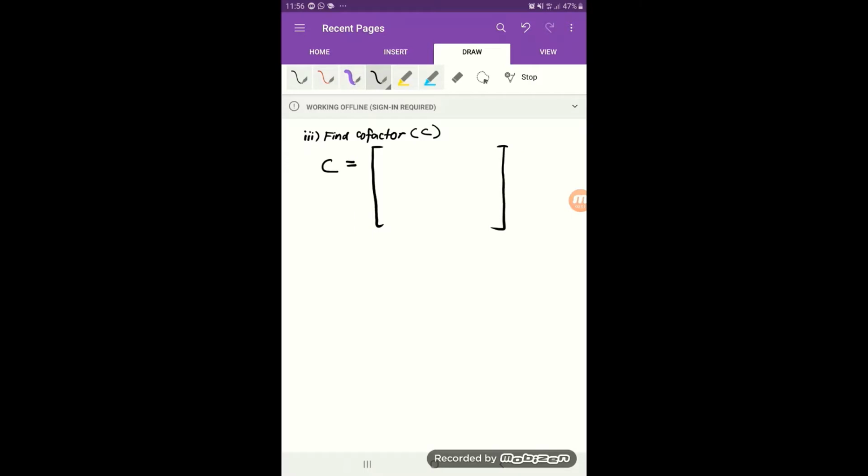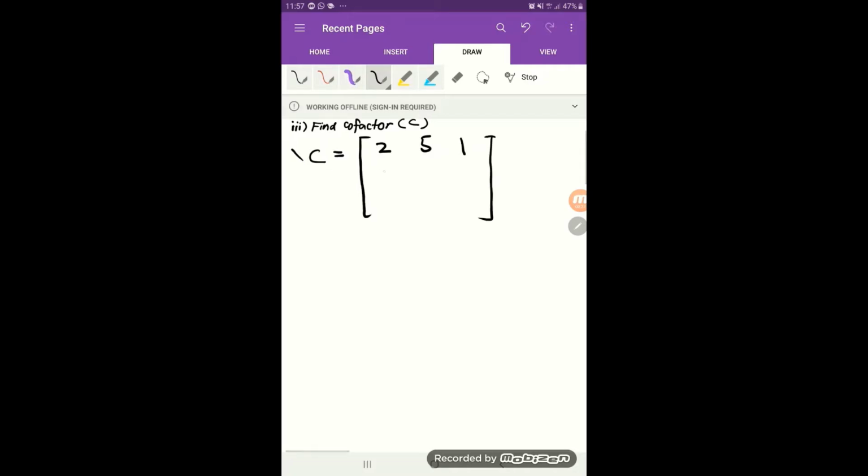Third step is to find the cofactor of matrix A. The symbol of cofactor is capital C. How to write the cofactor? We arrange all the minors into one bracket. This is M11. This is M12. This is M13. This is M21. This is M22. This is M23. This is M31. This is M32. This is M33.